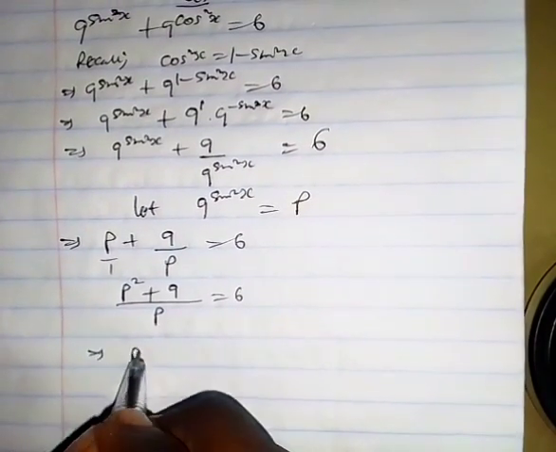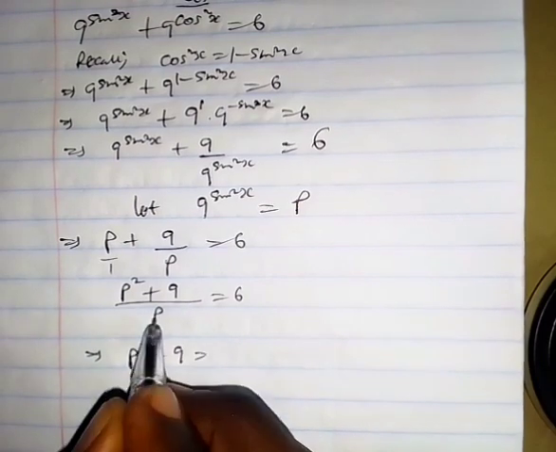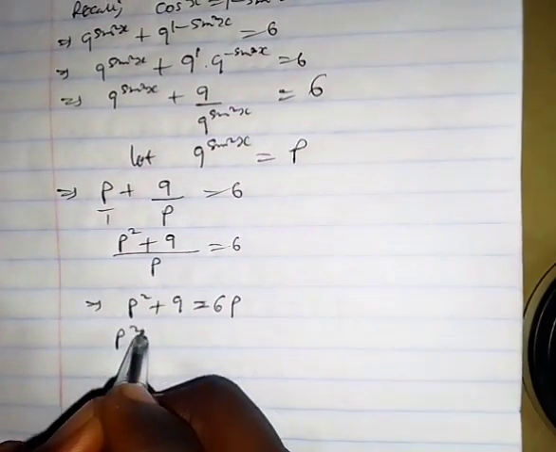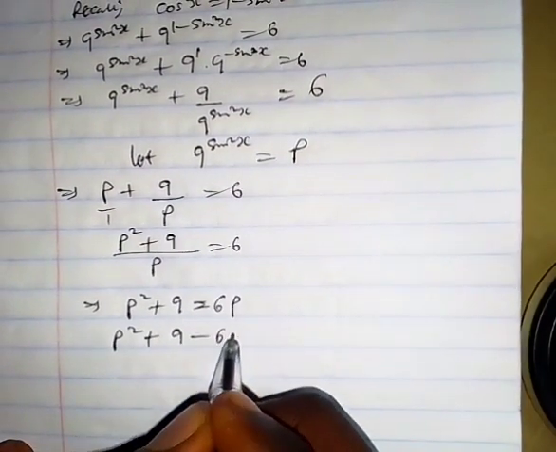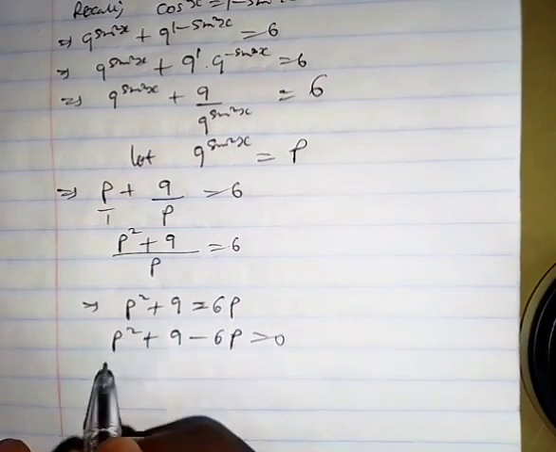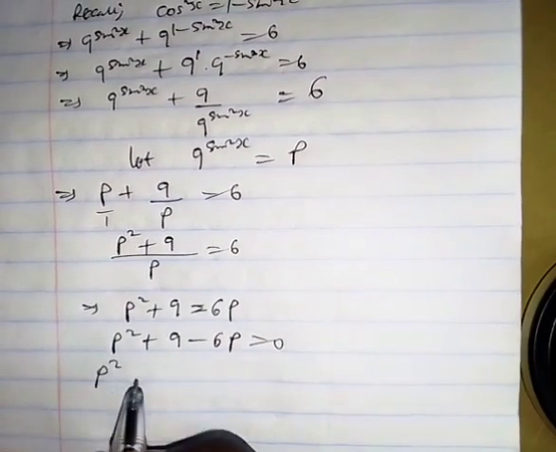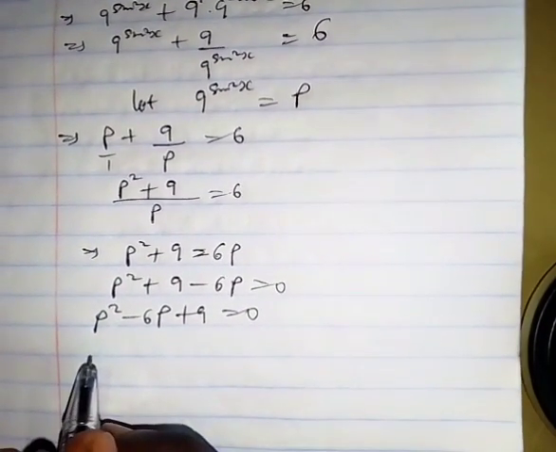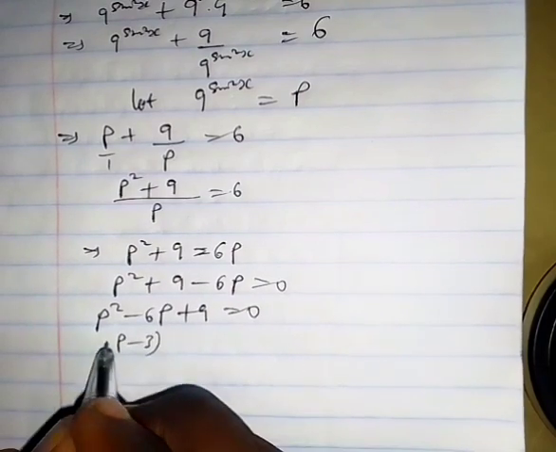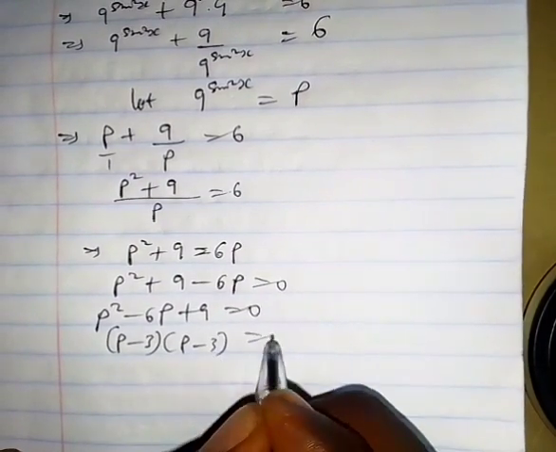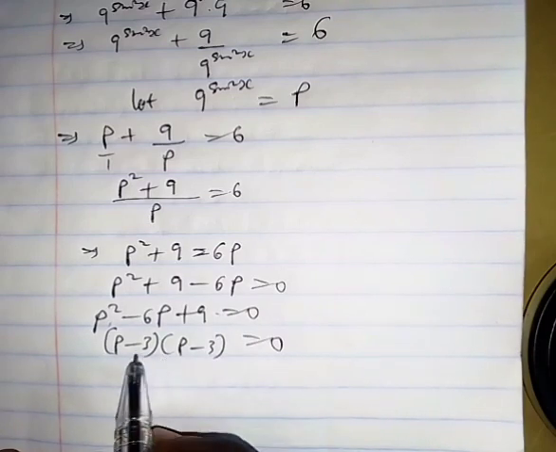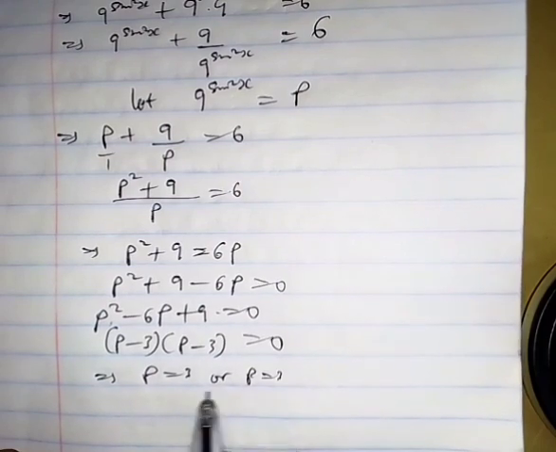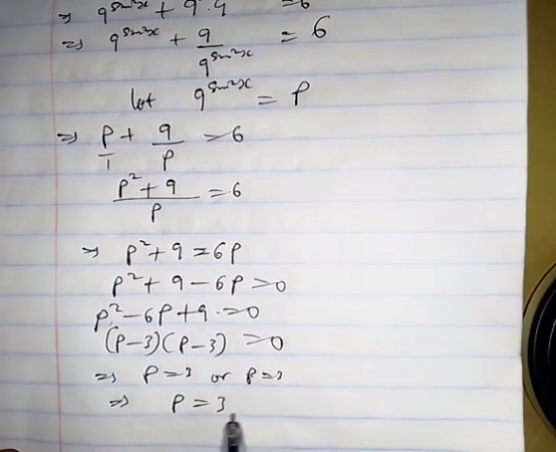Cross multiplication, we have p squared plus 9 equals 6 times p, we have 6p, which implies p squared plus 9 minus 6p equals 0, where this comes to the left side. So we have p squared minus 6p plus 9 equals 0. By factorization, we are going to have p minus 3 times p minus 3 equals 0, which implies p equals 3 or p equals 3. So to be distinct, we have p equals 3.